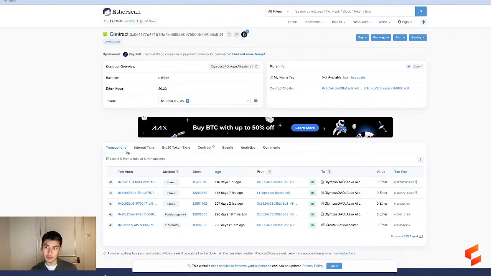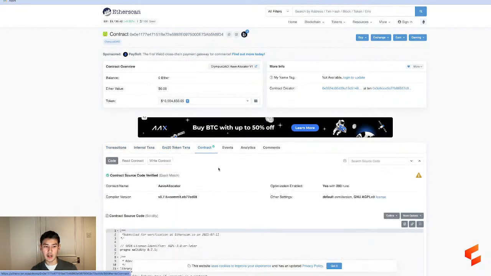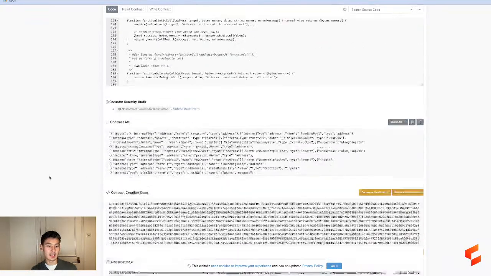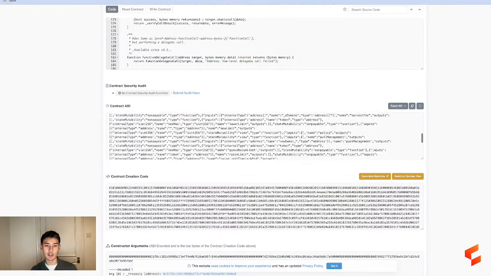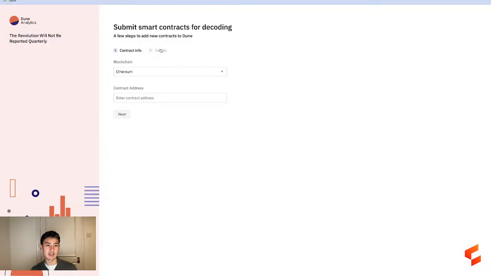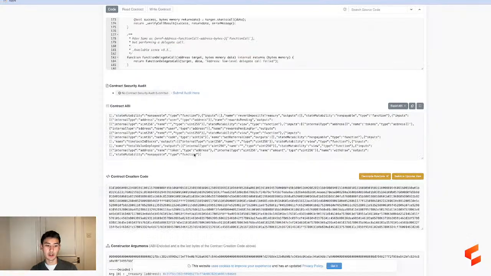You can see here's the normal page: transactions, internal, ERC20. Then there's also this contract page where you can verify the code. So here's the code, and here is the contract ABI. What you'll have to do is copy all of it, go back to the new contract page, and in the details section here, it'll ask for the ABI, and you paste it. That is what allows Dune to turn those weird hex hashes into readable data tables, human readable outputs. So that's really important.